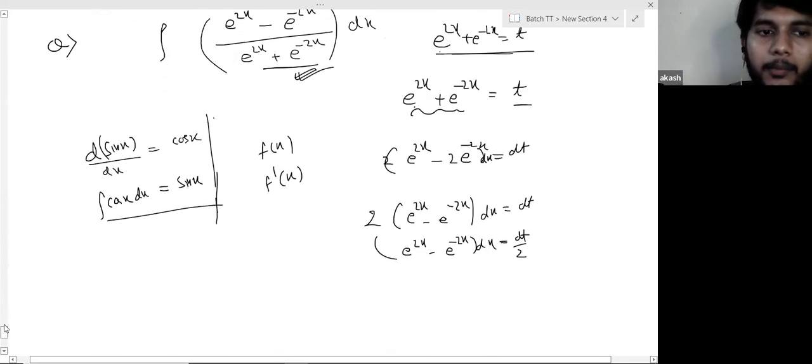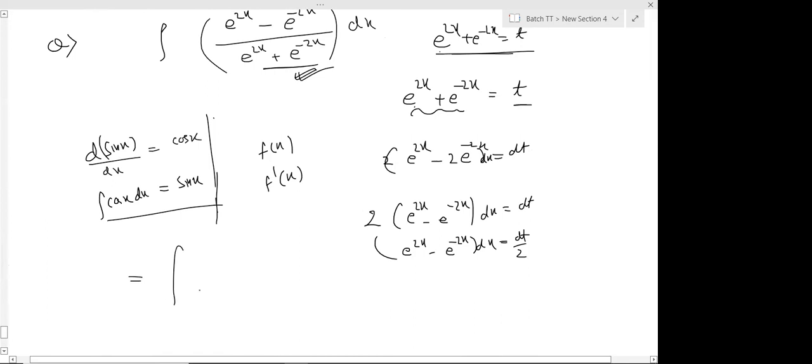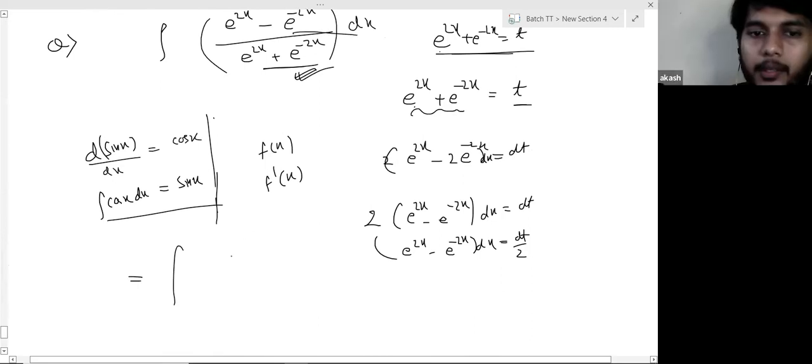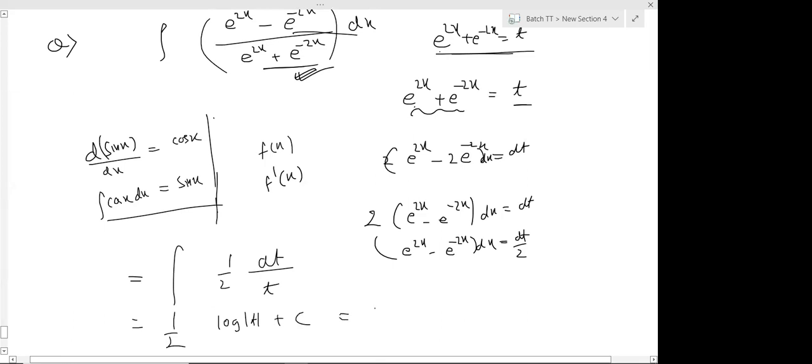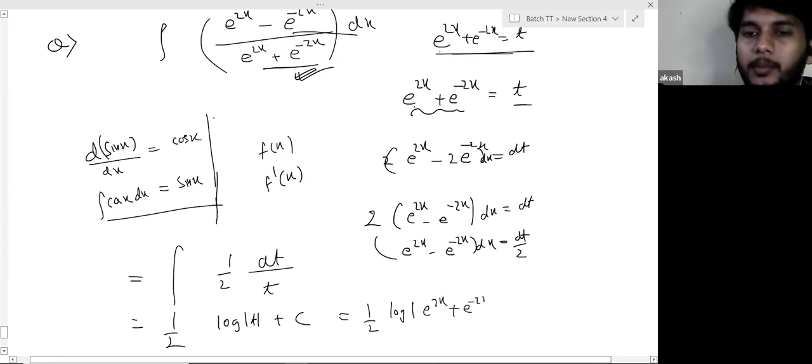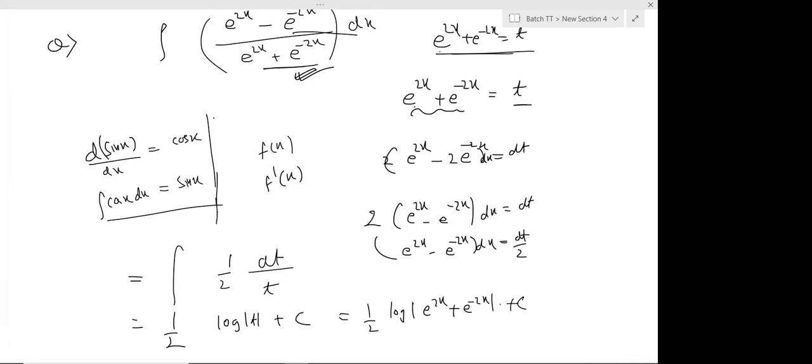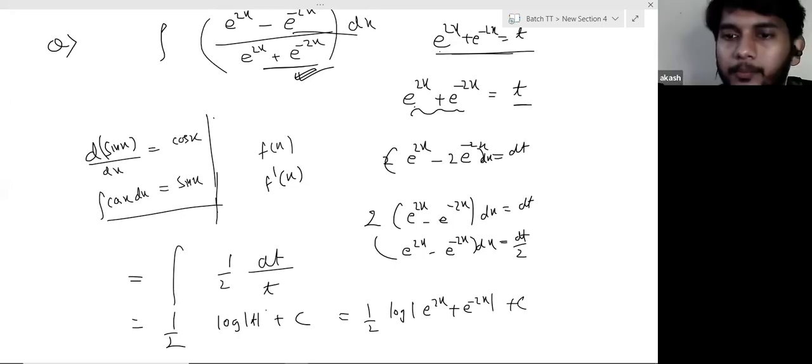Now, Ahmed, you can see what we can do in this question. Substitute. So this thing is half dt. The denominator is t. So half outside, 1 upon t integration is log t plus c. Right. Now just put the value of t, e to the power 2x plus e to the power minus 2x plus c. All right. Yes, sir. Thank you, sir. Okay, no problem. Ryan, this thing is clear?